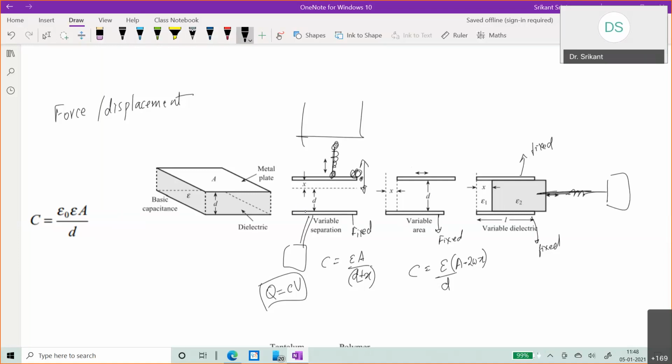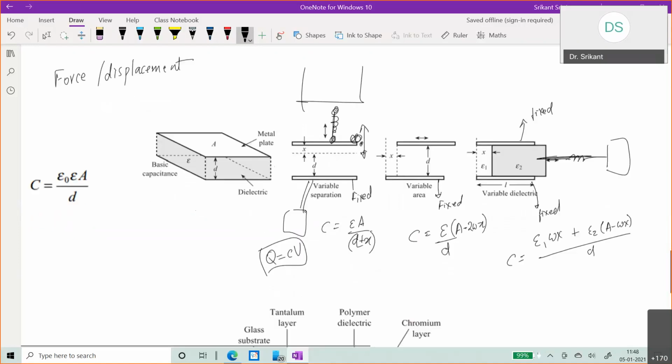Then in the third case, what happens? Epsilon 1 and epsilon 2 are changing. So there it's epsilon 1 into wx plus epsilon 2 into (a minus wx) by d, right? I don't know, you're the IIT guys, so you probably know all these things quickly.